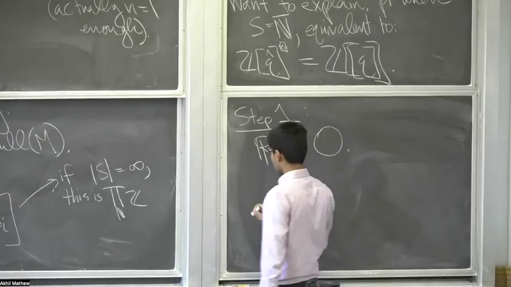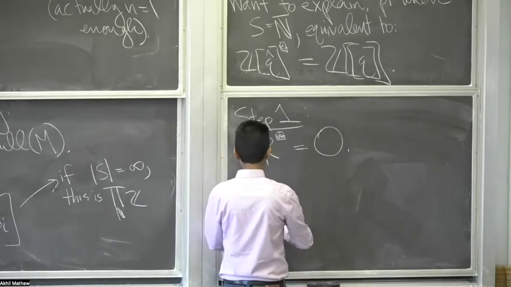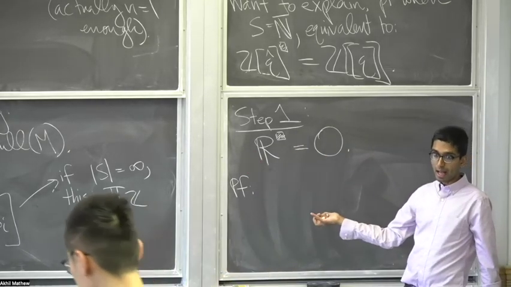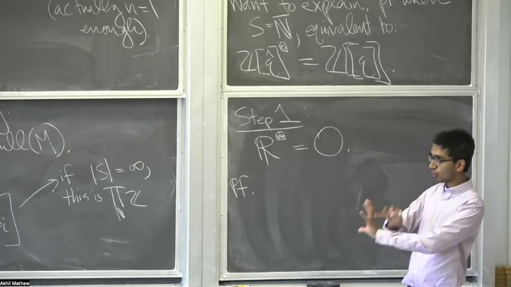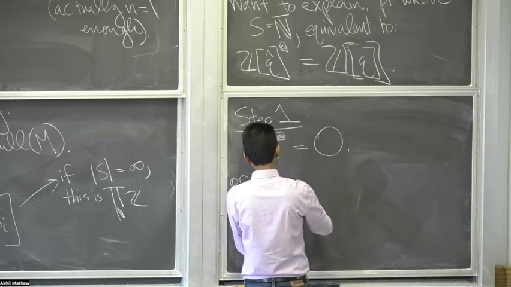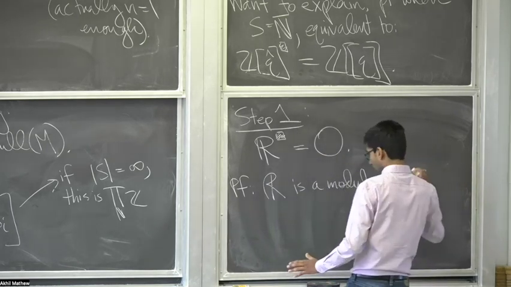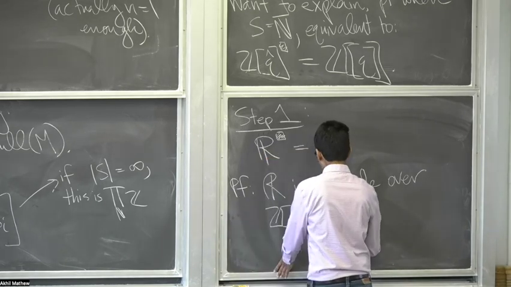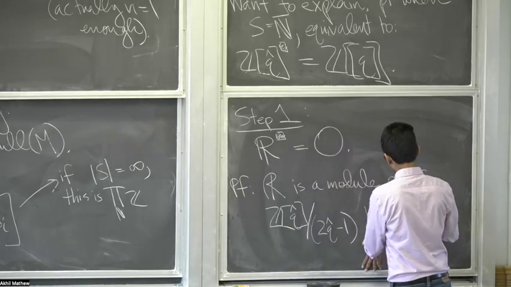Okay, so let me explain the proof. There's the element 1/2 in the real numbers, which has the property that it's topologically nilpotent. But 2 times 1/2 minus 1 is 0. So the proof is that R is a module over Z[T] modulo (2T minus 1), via T mapping to 1/2.